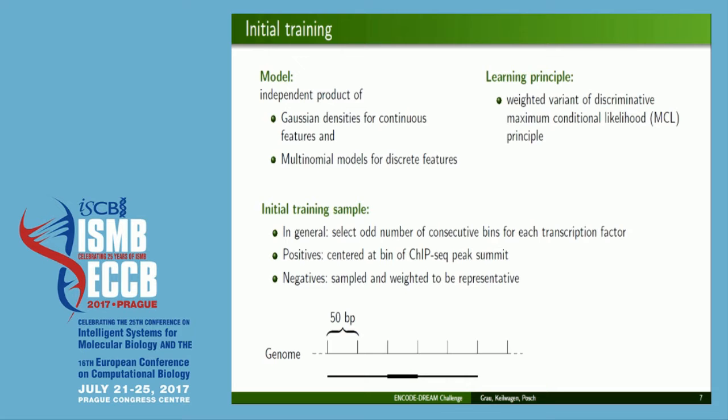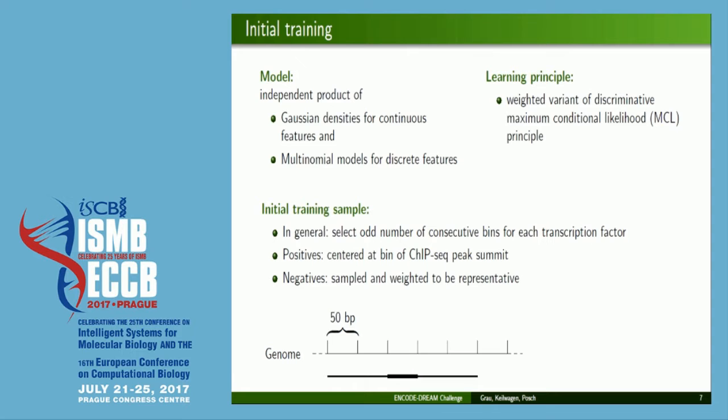The model we use for representing those features is quite simple. It's just an independent product of Gaussian distributions for all the continuous features and multinomial distributions for the discrete features. And as a learning principle, we use a weighted variant of the maximum conditional likelihood principle, which is somewhat related to logistic regression, but imposing those distribution assumptions.